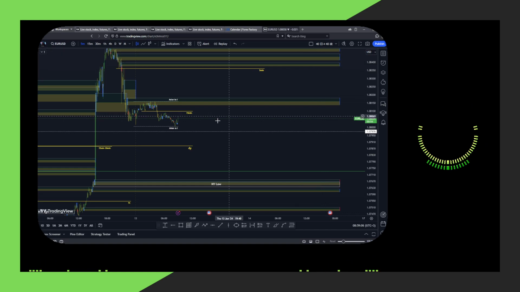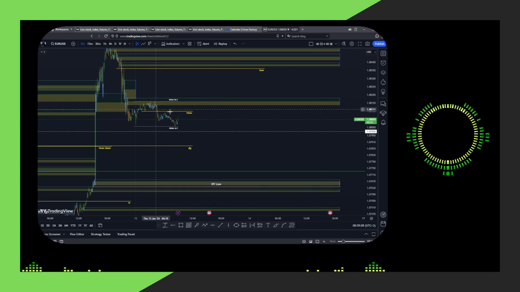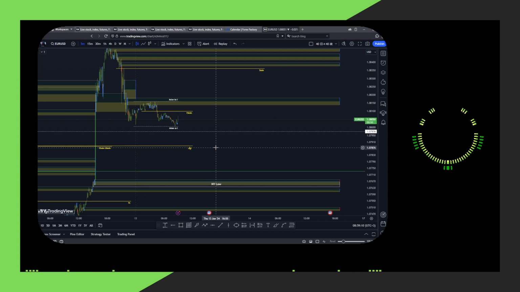So that's what's up. You may see a rejection of this particular point for the market to continue to push to the downside.